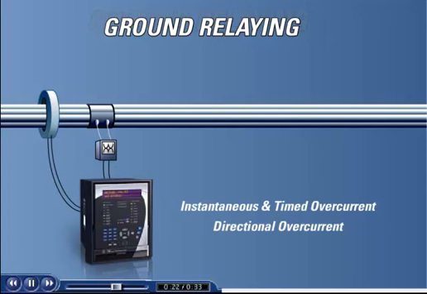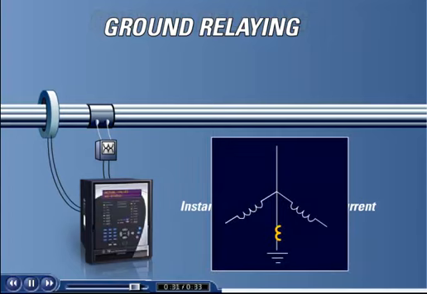The directional element requires a source of polarization that is obtained either from a current transformer in the neutral of a power or grounding transformer, or from the broken delta of a grounded neutral wye-delta potential transformer bank.